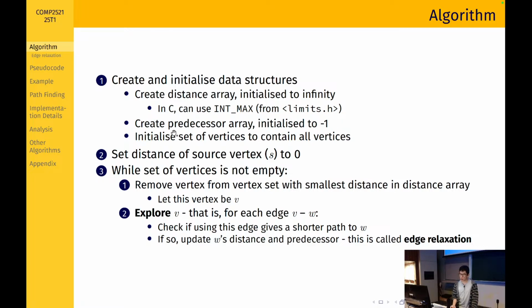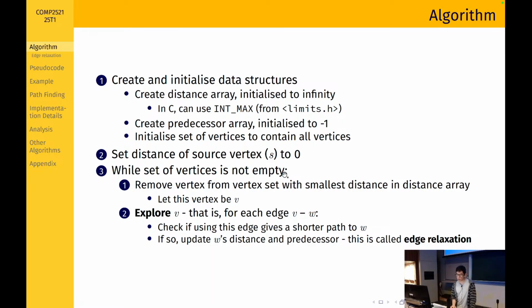Okay, next we create our predecessor array and initialize that to -1, right? Just like with BFS or DFS. And then we initialize our set of vertices to contain all the vertices of the graph. Okay, then we're going to set the distance of the starting vertex to 0, because the distance from the starting vertex to itself is 0, right?